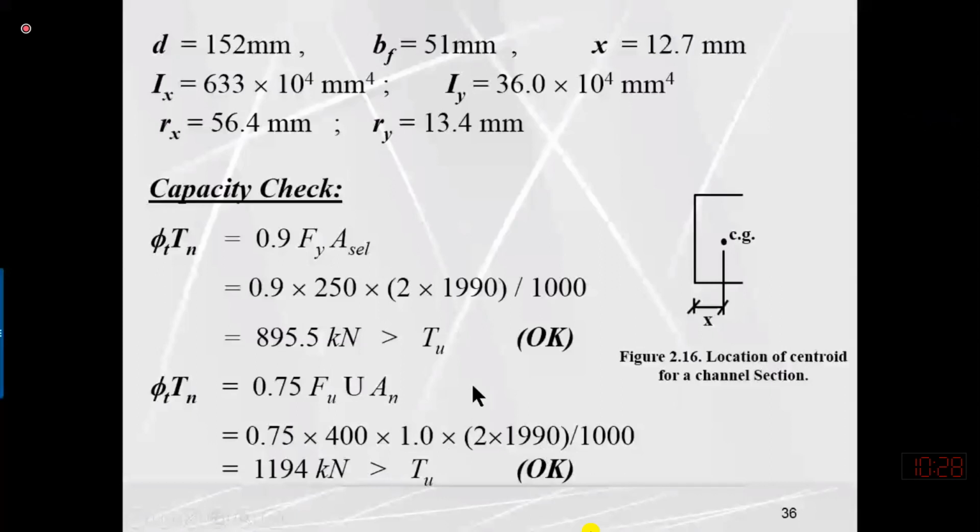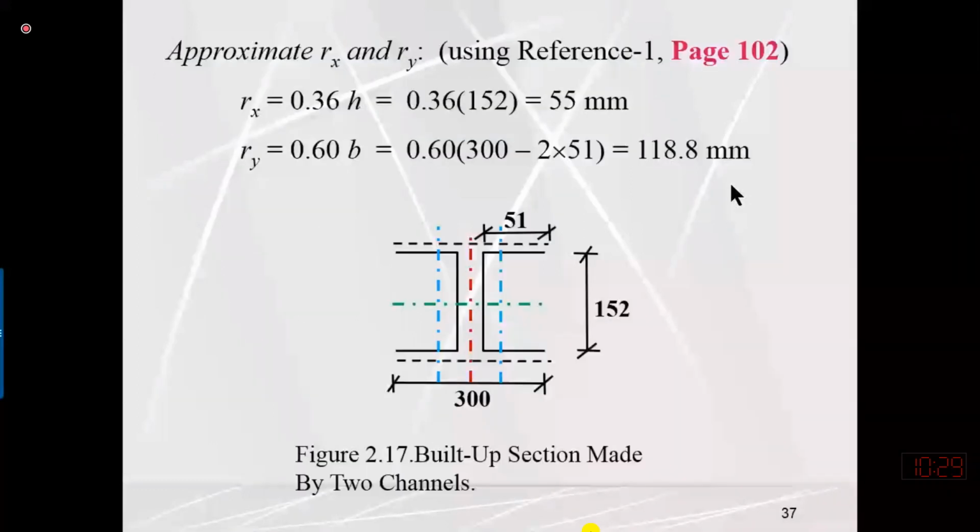The second check is b minimum. For the b minimum criteria, the minimum width is 50 millimeter for a welded connection. So the available BF, in the case of the flange, is this one. 51 is more than 50, so that is sufficient. I will explain this later on.